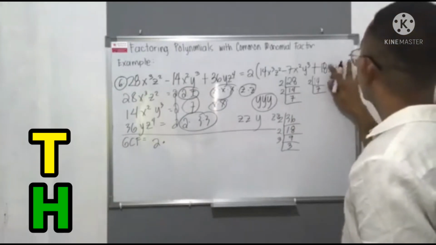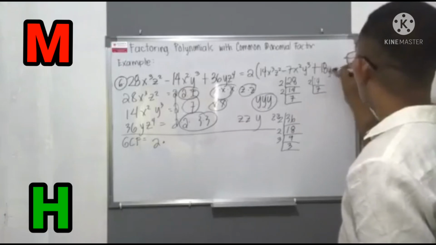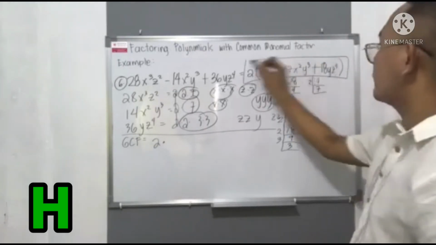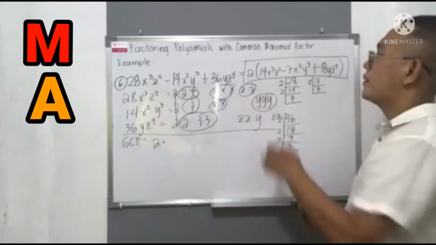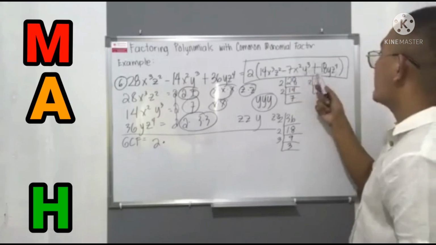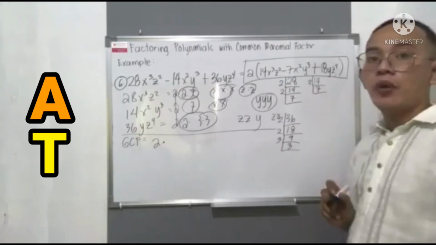Okay. Or baliktarin natin, unahin natin yung y, y and z to the 4th. So, yan na ngayon yung final answer natin. We have 2 times 14x cubed z squared minus 7x squared y cubed plus 18y z to the 4th power.